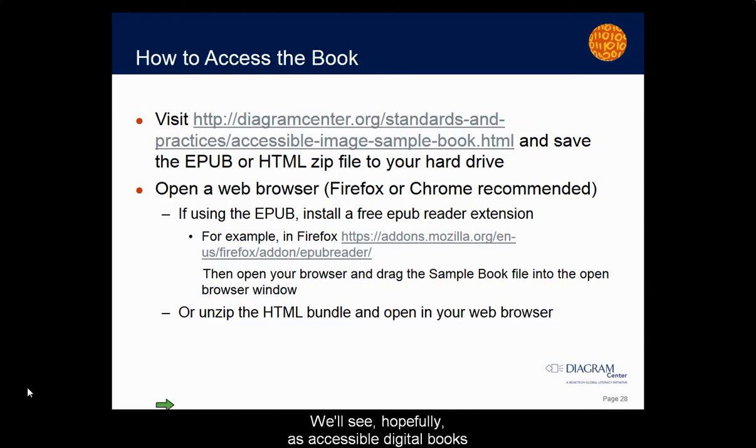We'll see, hopefully, as accessible digital books become more and more common, there's more and more of them out there, and books that, as we say, are born digital are also born accessible, then hopefully that task of creating the image descriptions will move upstream and reside somewhere in the authoring process. But for now, it's usually someone much closer to the end of the process, or even an outside agency who's hired on to create the image descriptions. Okay. All right. Thanks, Brian.